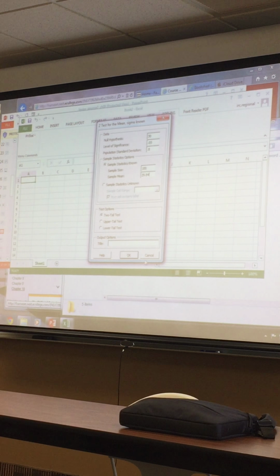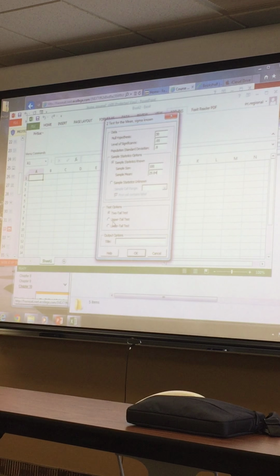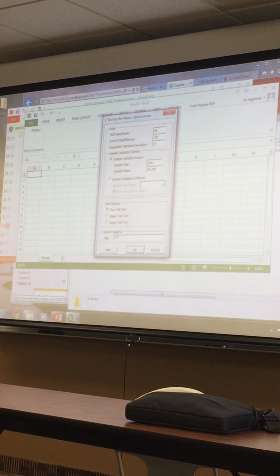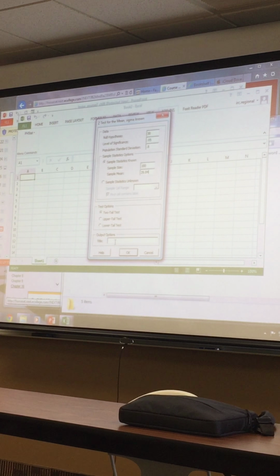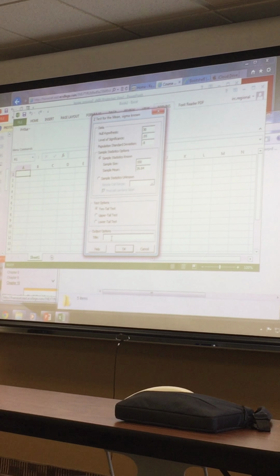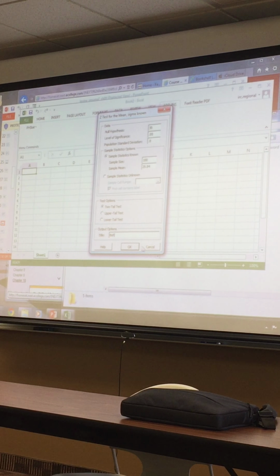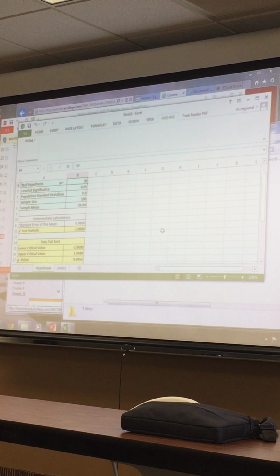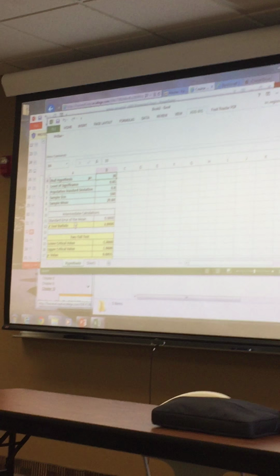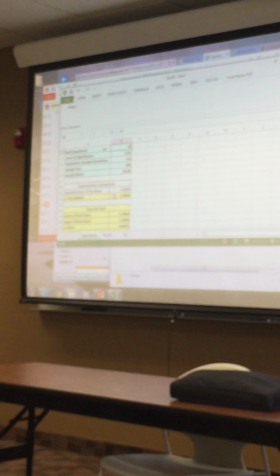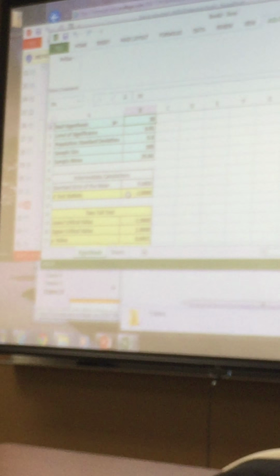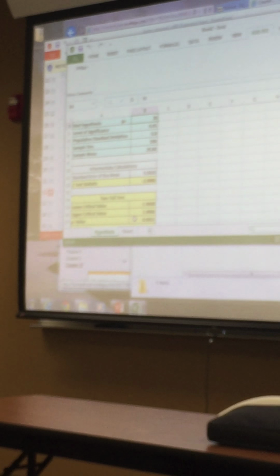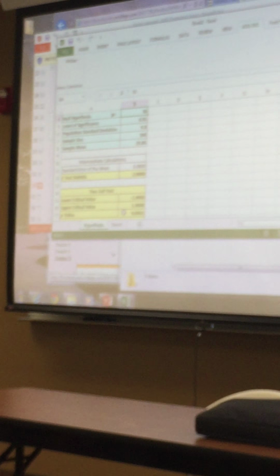Two-tail test, okay? Because we're doing equal and not equal. Right? So we click that and do okay. And this is what we get. Okay? Here's our z-test statistic, right here, -2, which is what was on the slide. And here's our upper and lower critical values, right there.